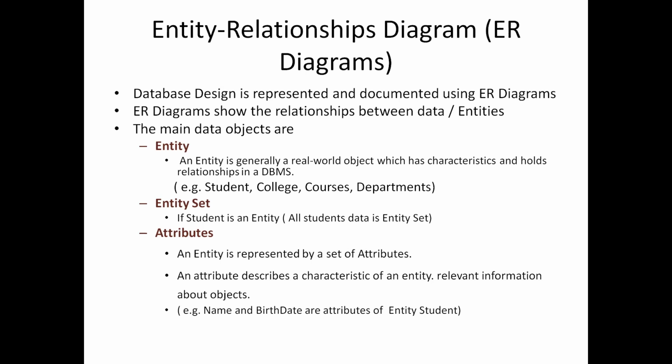And attributes, of course, we talked about: the roll number and the name and the age and things like that. Each entity will always be represented by a set of attributes, and they are characteristics of that entity with relevant information about that particular object. So relevant information of a student, like what is his roll number, what is his name, what is his age, what is his birth date, and things like that.